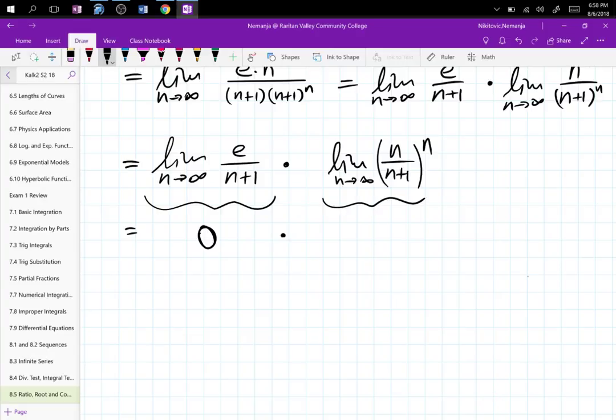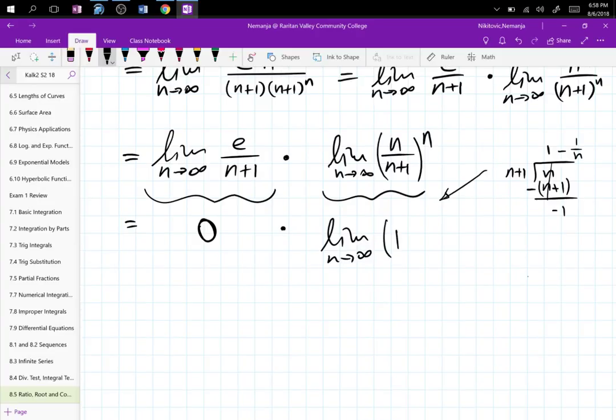For this part, we have n plus 1 divided into n, goes once. 1 times n plus 1 is n plus 1. When you subtract, these guys cancel, and you just get negative 1, so minus 1 over n. So this becomes limit n goes to infinity of 1 minus 1 over n to the n. There we go, much better.